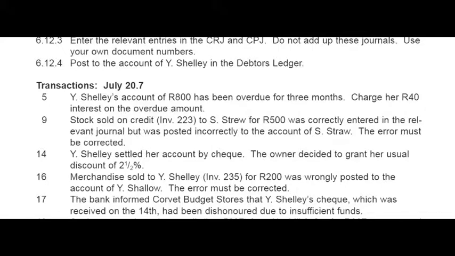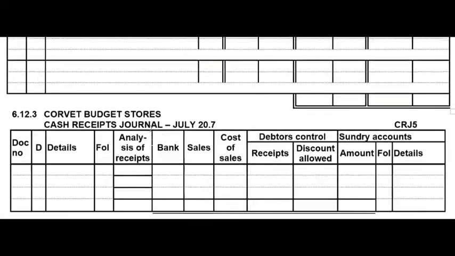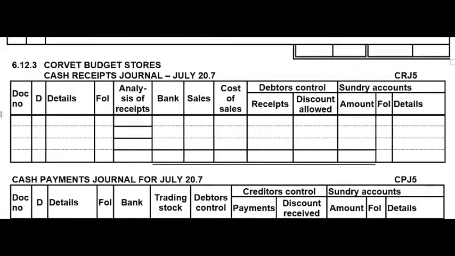Now, this is a normal CRJ transaction, so in your CRJ, you would have said receipt number 1 because they said you should give your own document numbers. On the 14th, Y. Shelley is debtor number 1. The amount that we actually received from her would go to analysis and bank and to the receipts column of debtors control, and then the discount allowed value only goes to the discount allowed column.